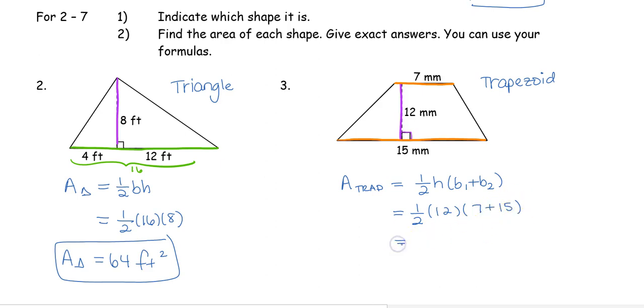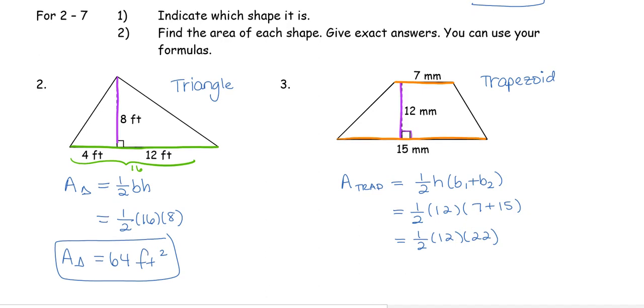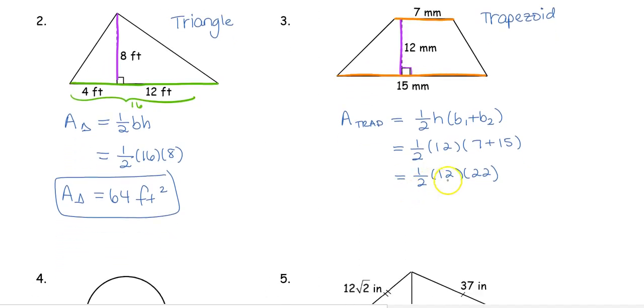We want to be careful with our order of operations. We've got parentheses telling me to add the 7 and the 15 first. So 1/2 of 12, 7 plus 15 is 22. You could simplify this. Half of 12 is 6, and then 6 times 22, or you can just go straight to your calculator and type in 1/2 times 12 times 22, and we find that the area of this trapezoid is 132 millimeters squared, making sure that we always have our label on our answer.